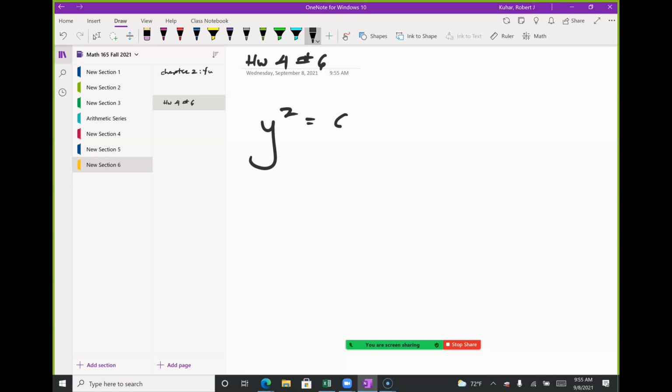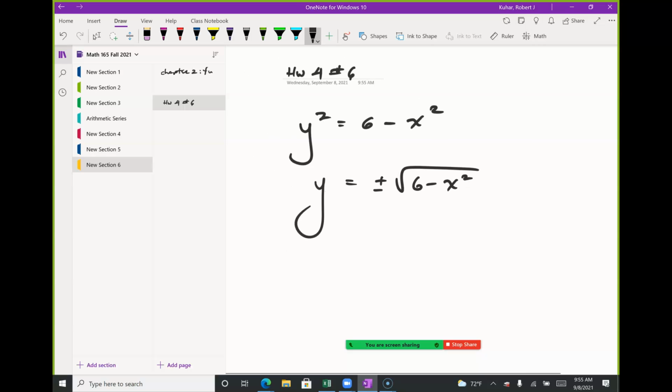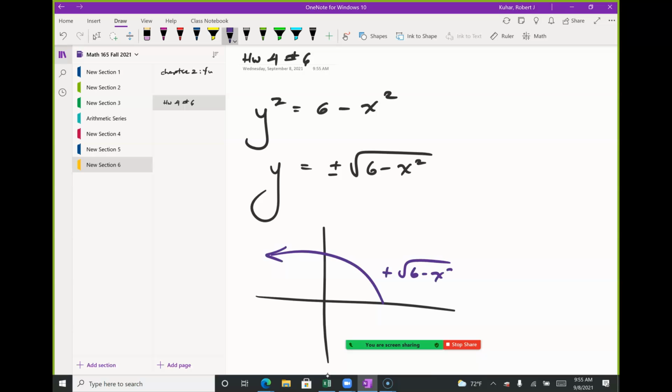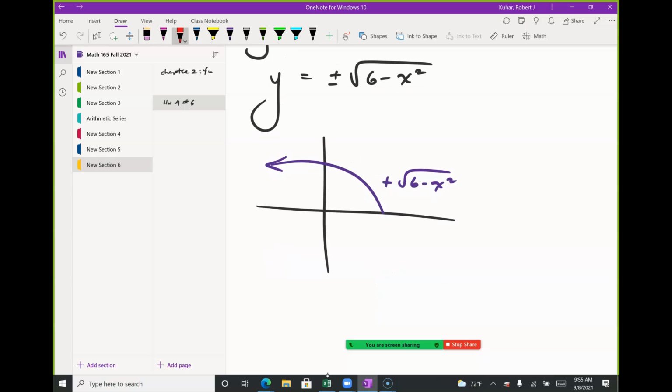So y squared equals 6 minus x squared. If I'm going to graph this piece on my calculator, I need to solve for y, right? So if I solve for y, I get y equals plus or minus the square root of 6 minus x squared. And that plus or minus you can't have. The plus or minus is the issue. The plus square root of 6 minus x squared gives me the top half of a parabola, and the negative is the bottom half. So you can see a parabola turned sideways.